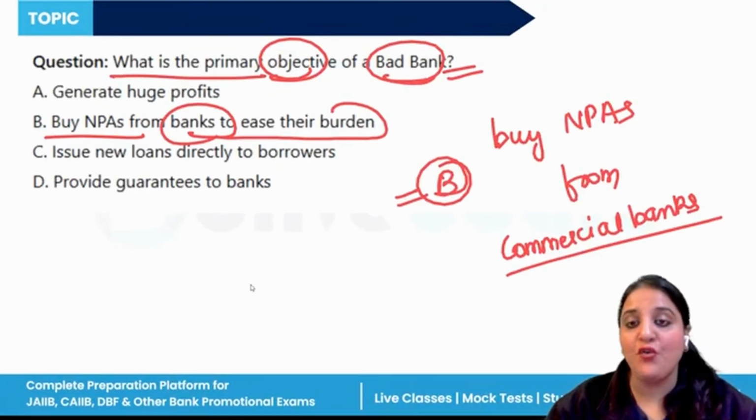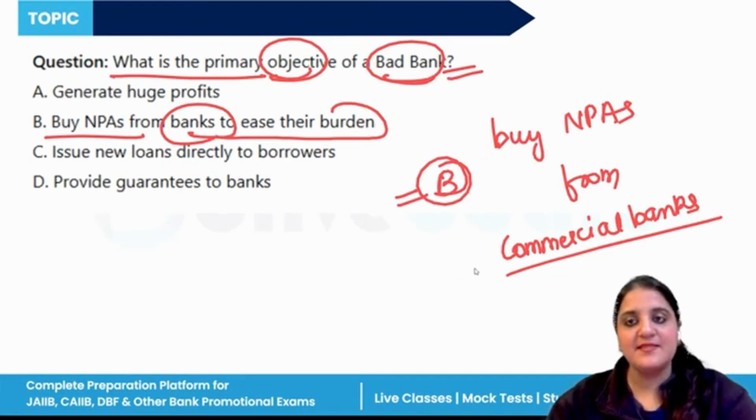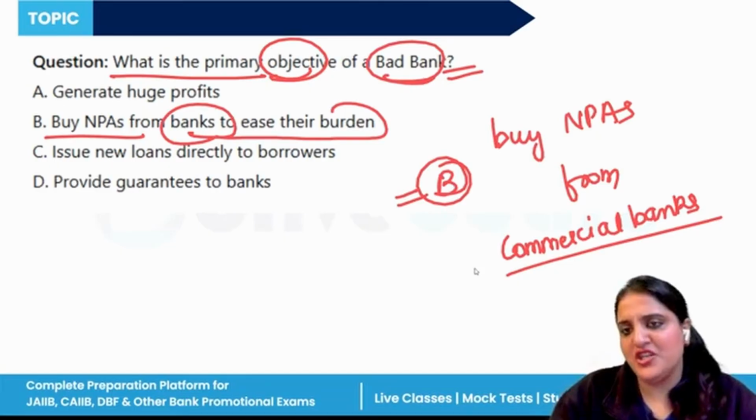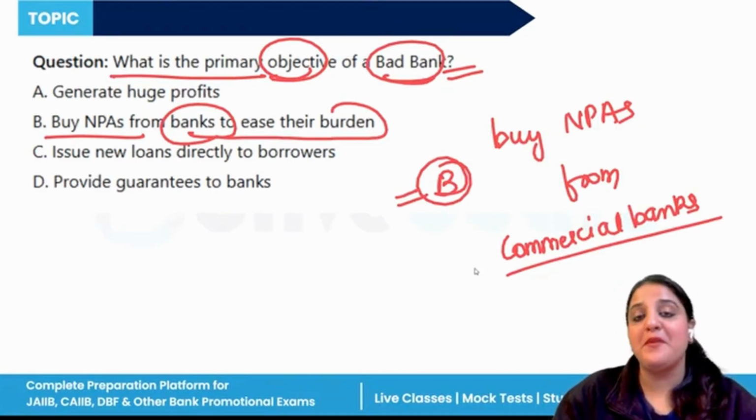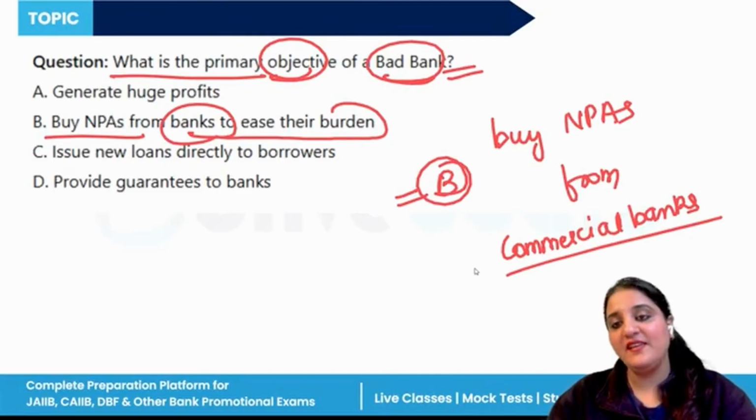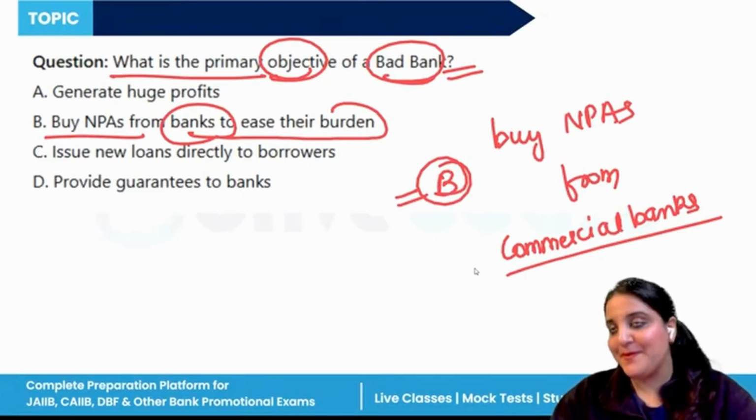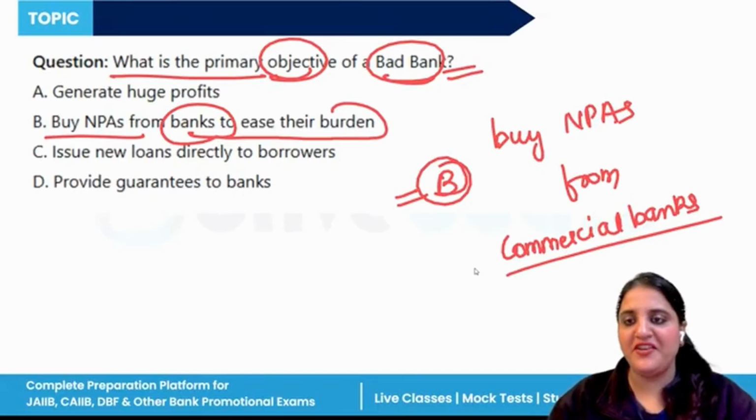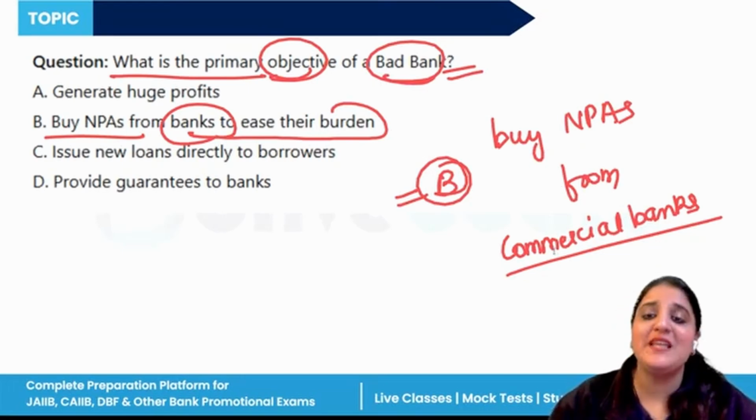So bad banks focus on removing the stressed assets from commercial banks. Standard assets are where the bank has to keep general provision even for performing assets. Provision coverage ratio measures the preparedness of the banks to absorb NPA losses. CIRLC is an RBI platform to share and monitor large exposures. IBC 2016 is a legal framework for time-bound recovery of the NPA, and the bad bank is the entity buying the NPA to ease the bank burden and restore the lending.